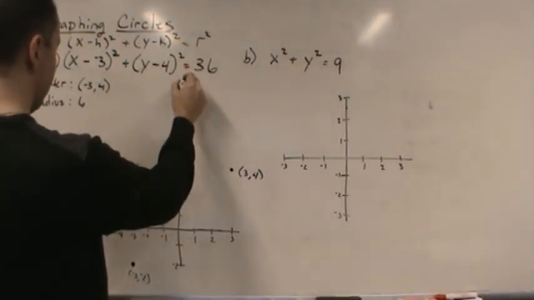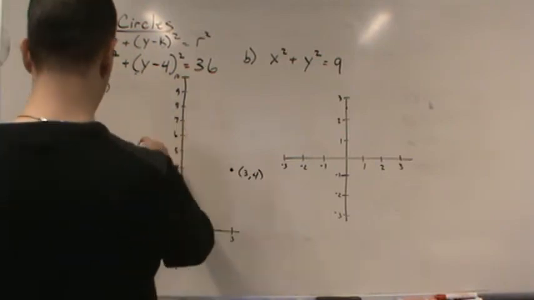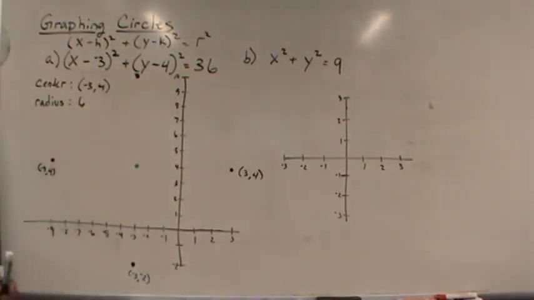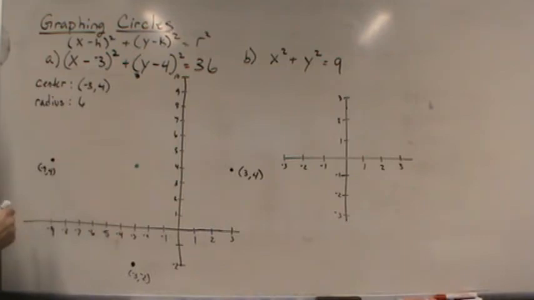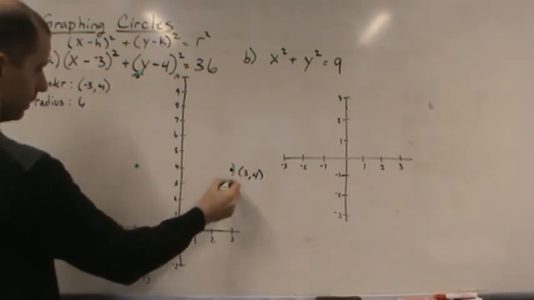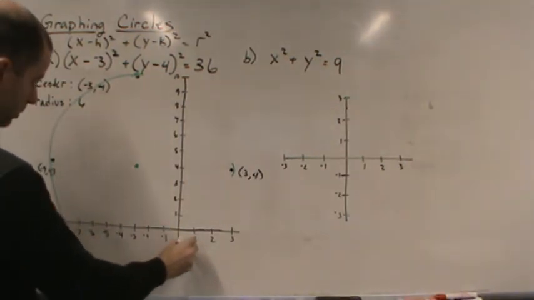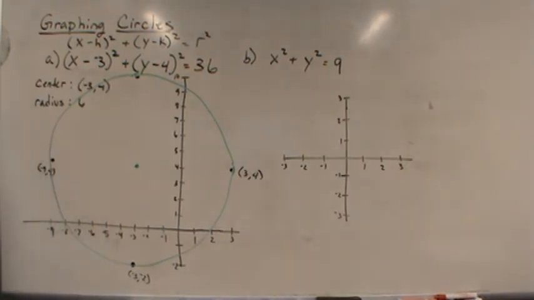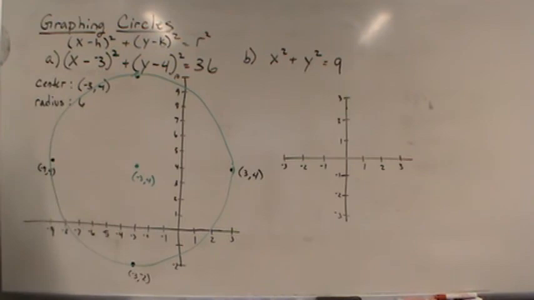And then I'm going to go up here, so if I go 6 units up, that's going to put me at 10. So that's going to put me way up here. Right about there, right? So what I did was I got 4 points, and at this point all you have to do is basically connect all 4 of these with a nice circle. And then you're done. This is how we graph the circle. So this is your center, which is (-3, 4). And that's it. That's how you graph it.